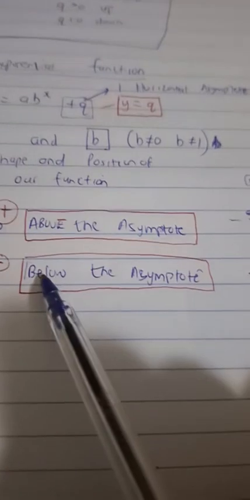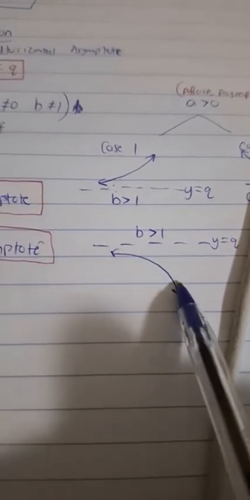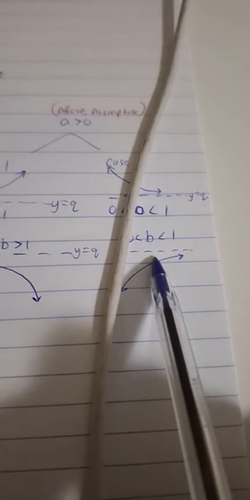Then again, when a is less than 0, it means that the function is found below the asymptote. If b is greater than 1 at the same time, whilst a is less than 0, we know this is the shape of the function. If b is between 0 and 1, but a is still less than 0, meaning it's found below the asymptote, this is the shape we can expect. Okay, guys, I don't know if that is clear for you.